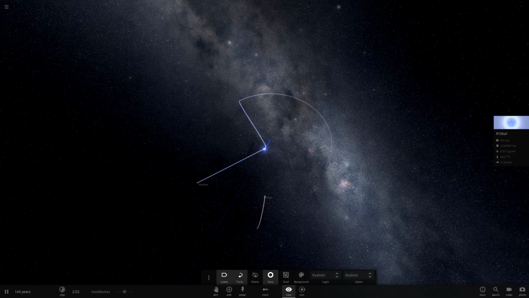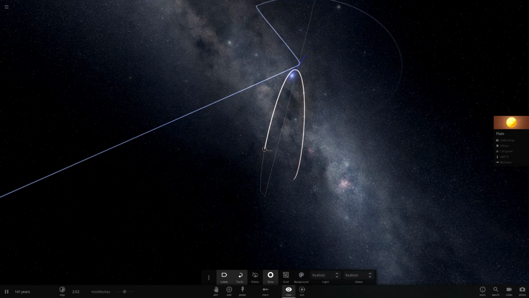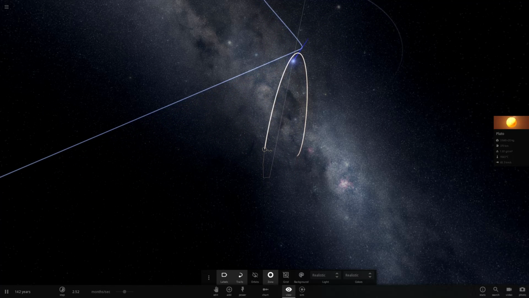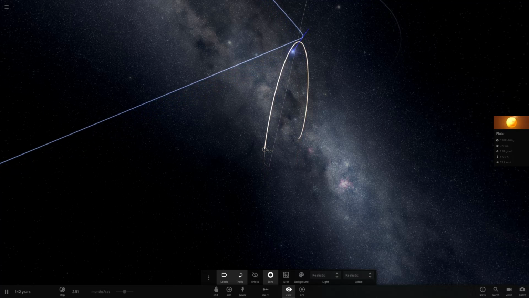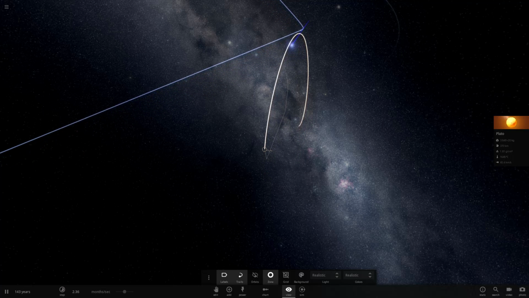Oh, there goes Neptune. It slingshotted out. And away it goes, at an incredibly fast rate. Oh, Pluto vaporized quite a bit and then went flying. It's actually a comet. Oh, but it didn't go flying far enough. I think it's actually gonna flip around. It's a very eccentric orbit.